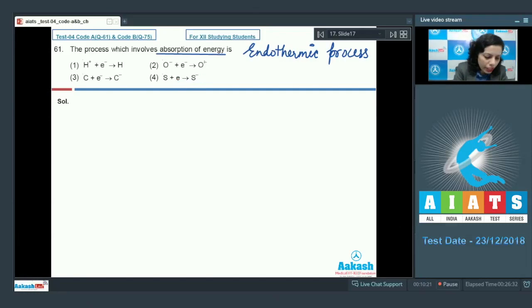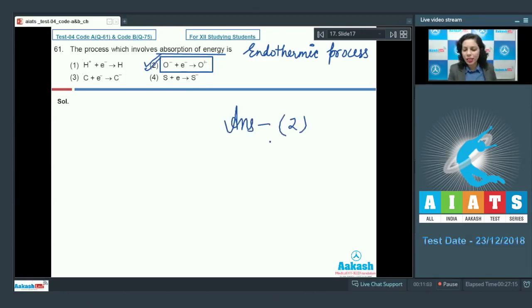S negative ion. One thing I want to make clear: if we talk about an anion, and you add an electron to an anion, that is a highly endothermic process because there is inter-electronic repulsion. So when O negative gains an electron, there is repulsion. To overcome that repulsion, absorption of heat is needed, due to which this process is endothermic. The other three processes, the first, third and fourth, are all exothermic, and that is why I choose option 2 as the correct answer.